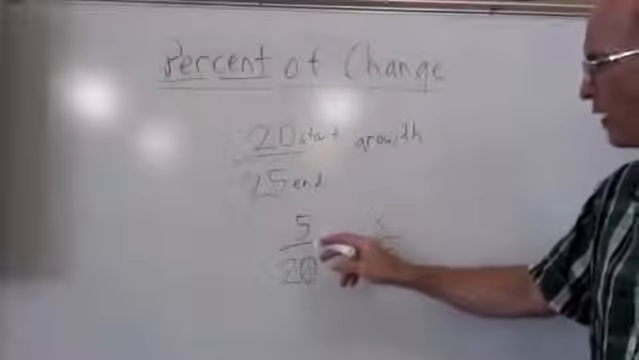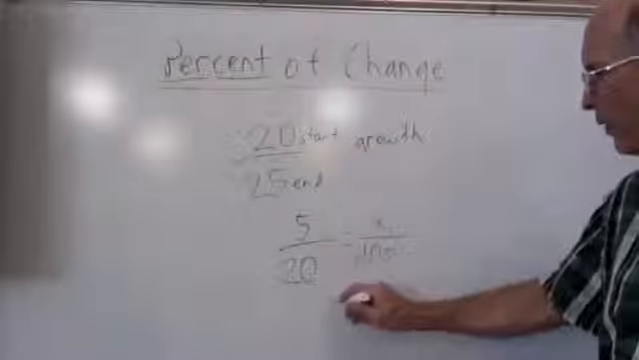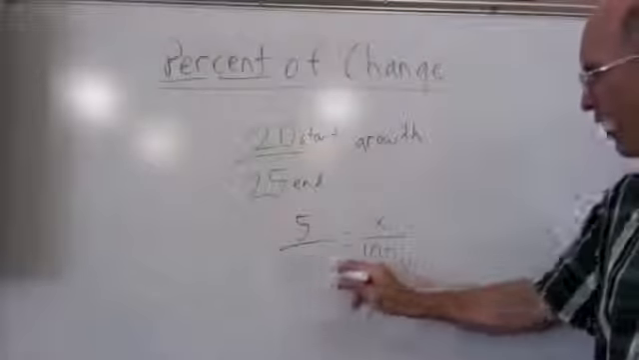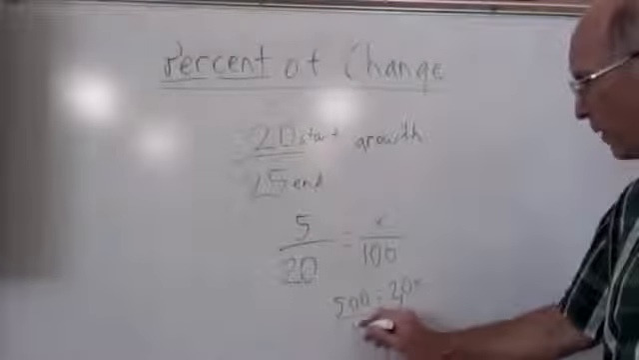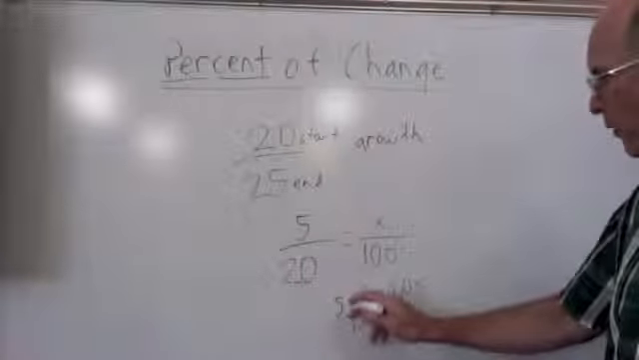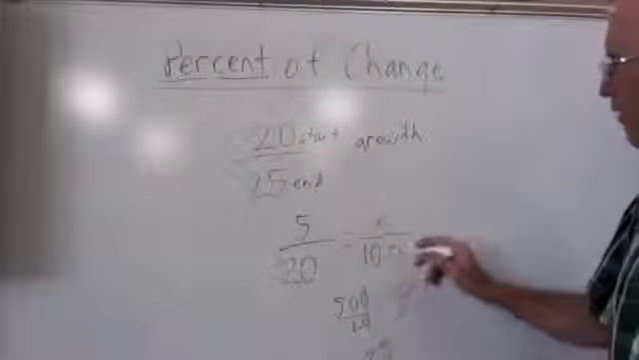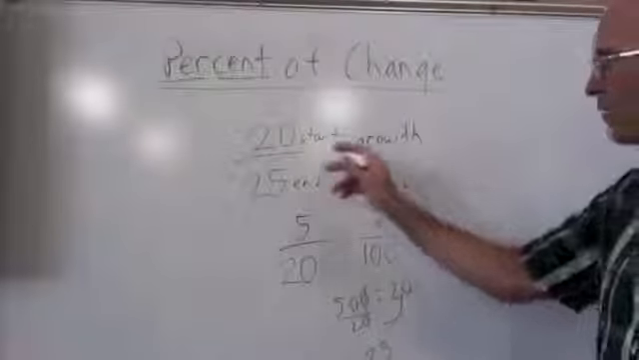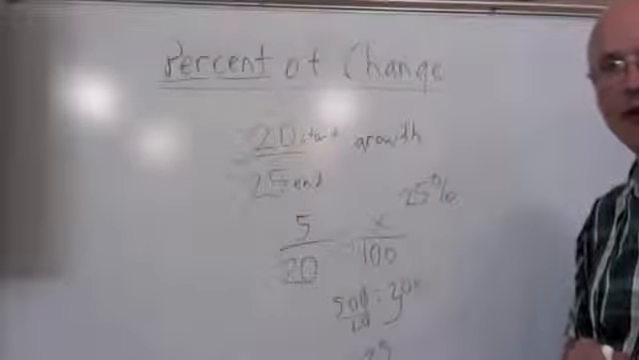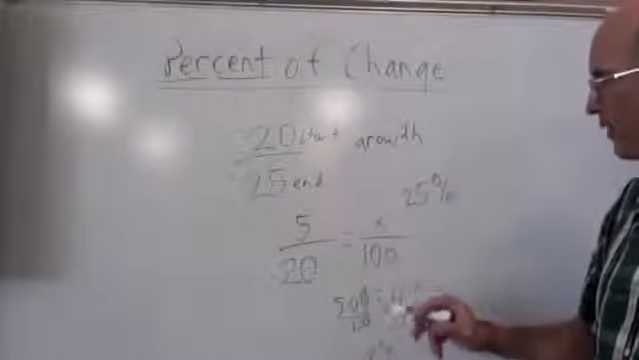So remember what we did yesterday? We cross multiply. 5 times 100 is the same as 20 times x, and we'll end up dividing this by 20. Knock a 0 off, and 50 divided by 2 is 25. So you have a 25% increase in your bank account. Does that make sense? All right, so that's an easy problem.